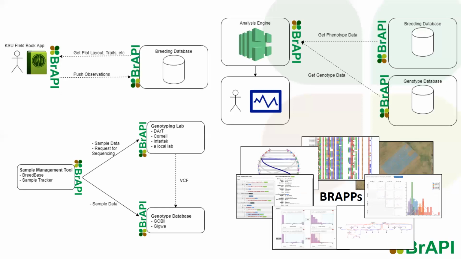BrAPs, or BrAPI applications, are small tools and visualizations that can be easily shared and customized. On BrAPI.org, there's a growing library of BrAPs available for anyone in the BrAPI community to add to their own breeding system. Each of these use cases allows breeders to focus more on breeding and less on data management without losing the power of modern technologies.